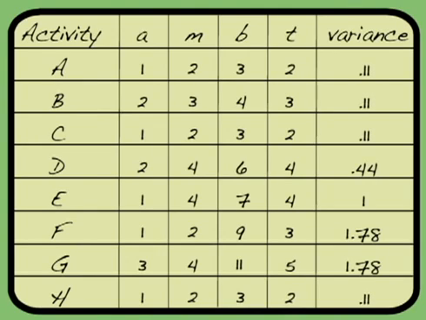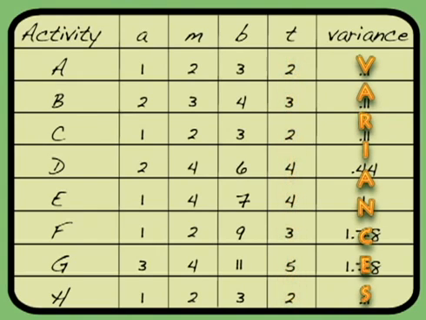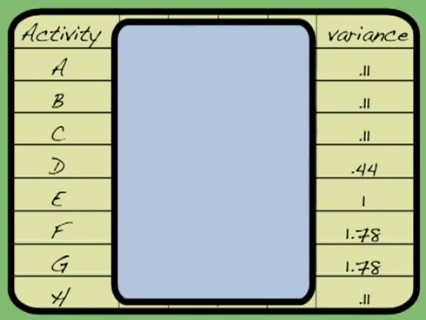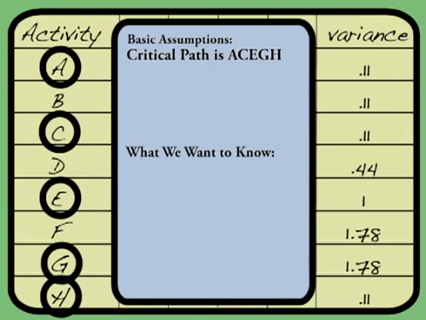Okay, so now we've got the expected time, we've got the variances of the activities, and so now we're going to make some basic assumptions about our project. We're going to assume that our critical path for this project is A, C, E, G, and H. What we want to know is what the project variance is. Well, I know y'all didn't think you were going to have stats again. Well, this is terrible, but you're going to have them.